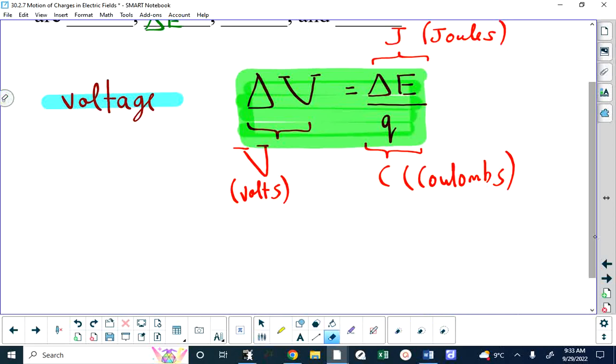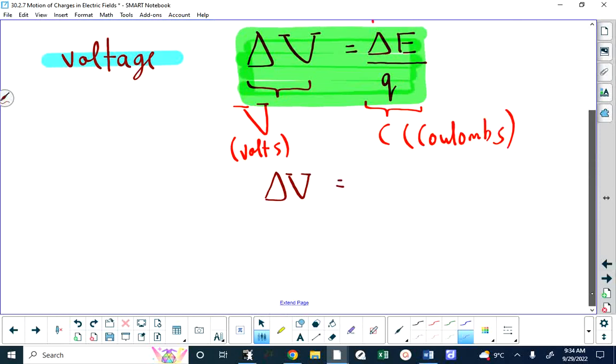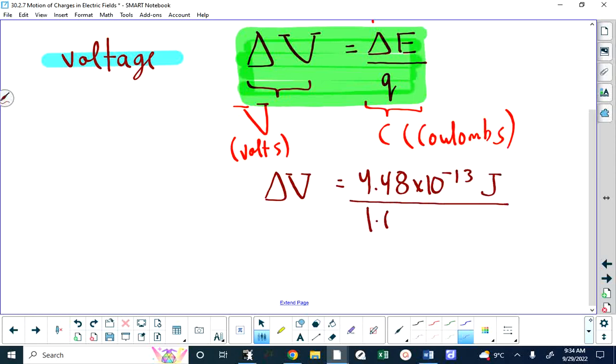But we want to calculate the voltage, and we have that change in energy of 4.48 times 10 to the negative 13 joules, and we're going to divide by the charge of a proton, which is 1.6 times 10 to the negative 19 coulombs. Now, just a second here.